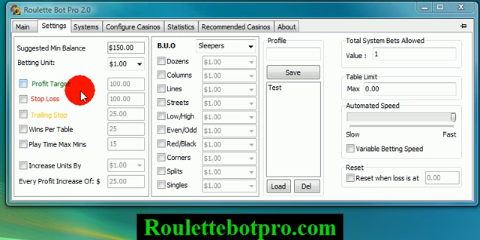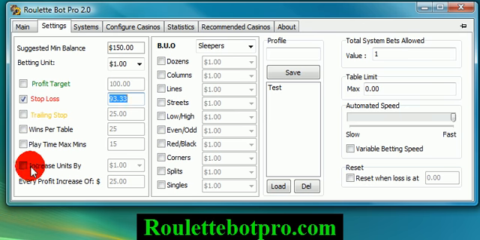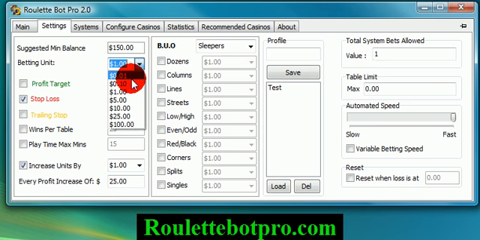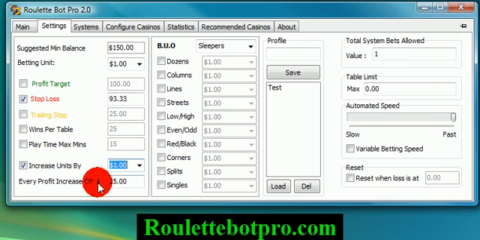Also note, these do not have to be exact numbers such as 100. They could be like $93.33. Also down here, increase units by. For example, my lowest chip value is 1 cent, but the minimum betting unit is 10 cents. I could set this to increase units by 1 cent because I'm already over the minimum betting unit. So you can make those different numbers.